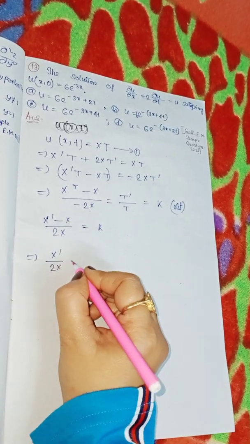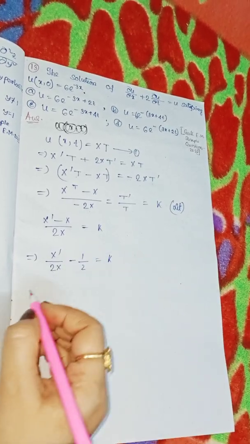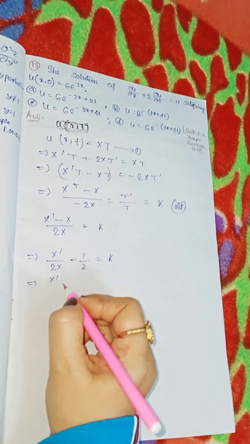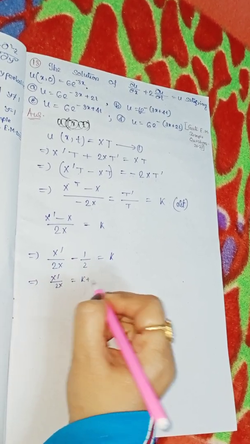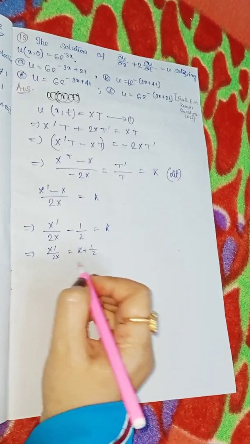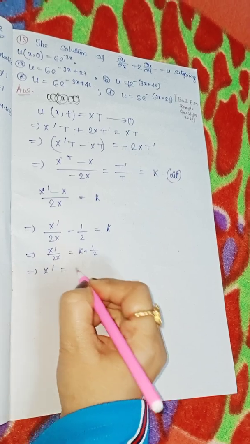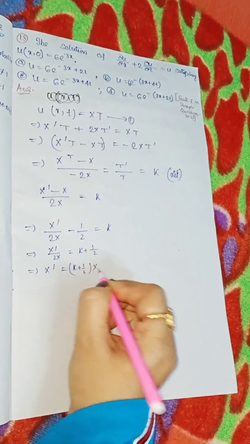Just separating these two terms, that is X'/2X minus X/2X is equal to k. So now we write X'/2X is equal to k plus half. Okay. So multiplying, X' is equal to (k + 1/2) into X.